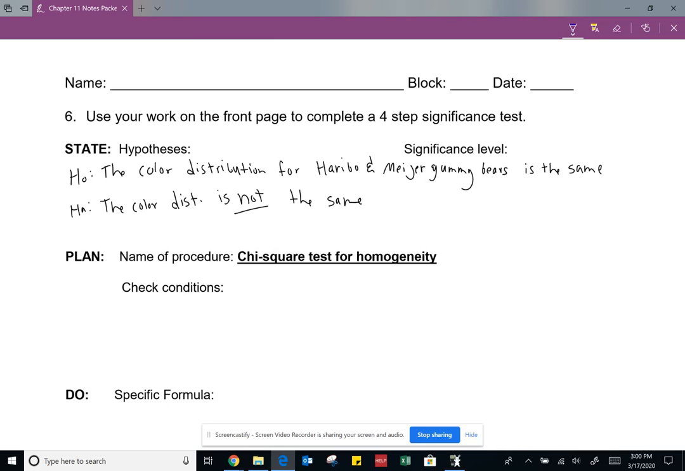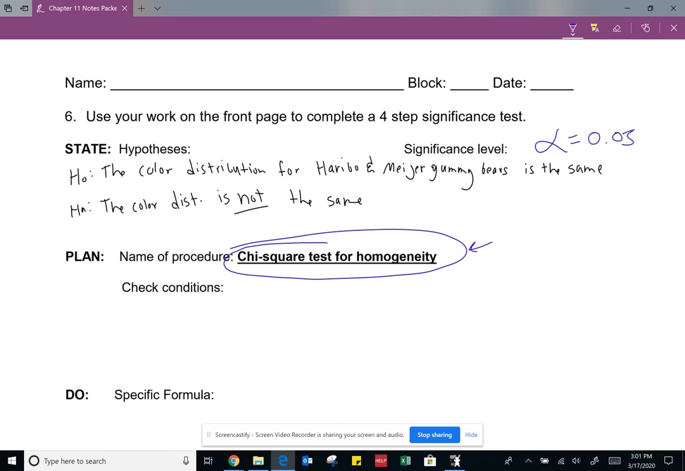I've already filled out our hypotheses to save a little bit of time. It's similar to our last hypotheses, and our Ho is that the color distribution for the two samples is the same, and that's going to be true for any one of these chi-square tests for homogeneity. That is the name of the procedure right here. So you have your hypotheses, Ho and Ha. We have our significance level of 5%.